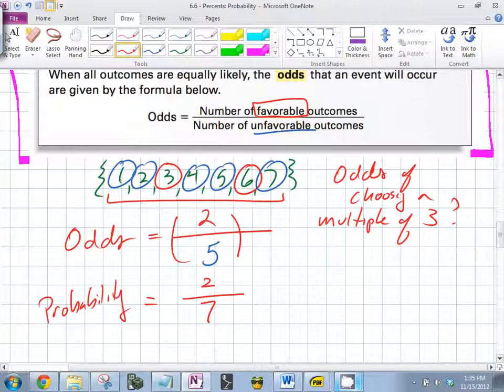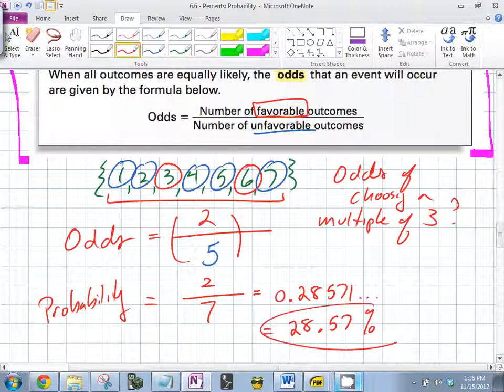And this is a little trickier to put into percent, because it's hard to break down 7. How many times does 7 go into 100? So you could pull out your calculator, and all you would do is 2 divided by 7, and you end up with 0.28571, it goes on, which is the same as 28.57%. So this is the probability that you choose a multiple of 3, and these are the odds.